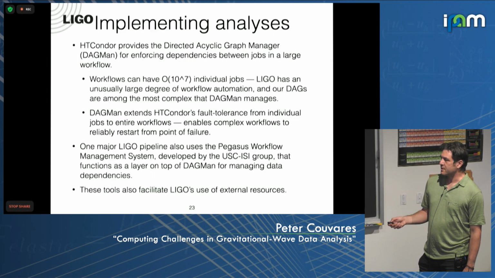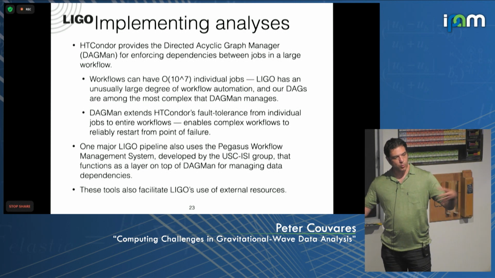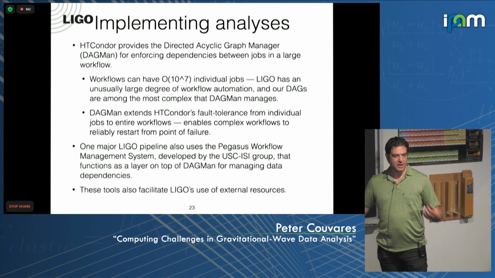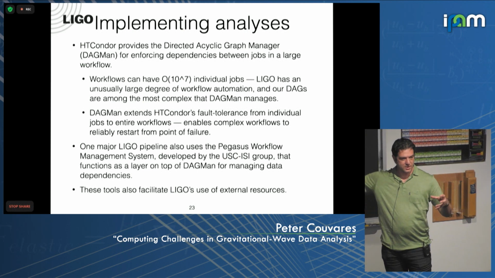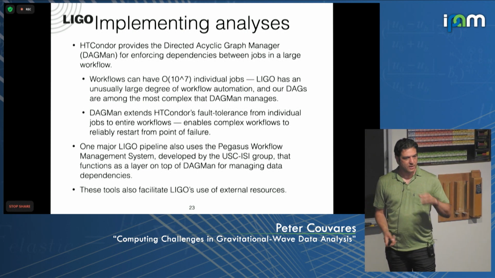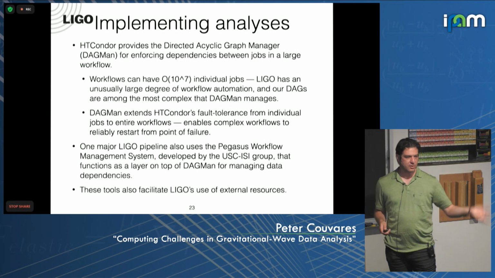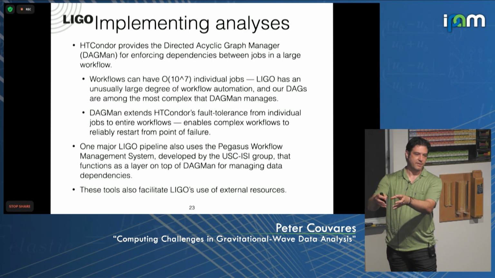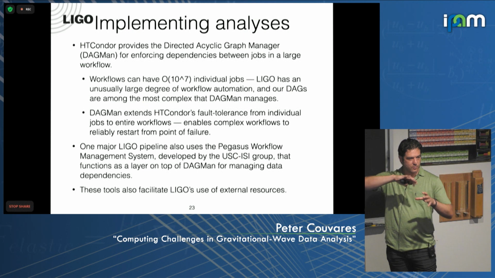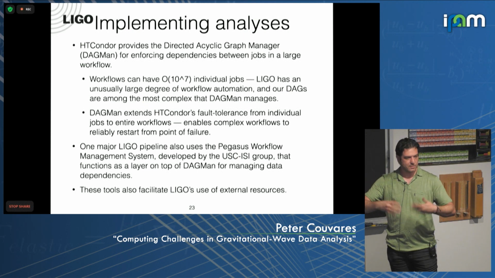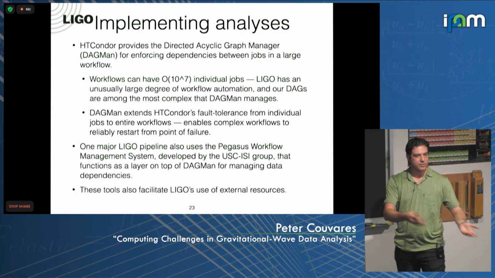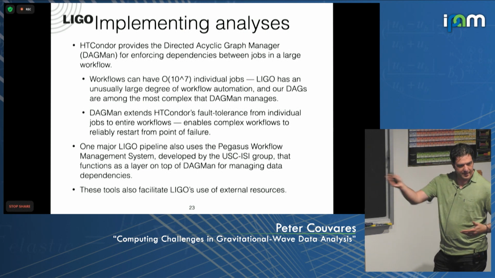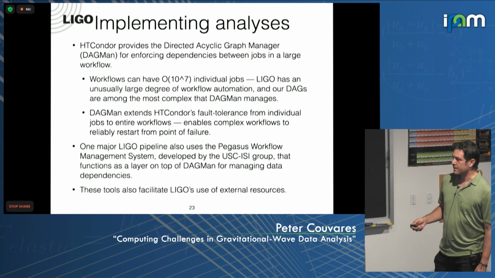HTCondor also provides something called the Directed Acyclic Graph Manager, DAGMan, which does for workflows, for collections of interdependent jobs, what Condor does for individual jobs. In other words, if you've got a chain of 14 different things that have to happen in a specific order, and something fails in the middle, you don't want to have to start it over again. And DAGMan ensures that if there's a failure in the middle, it can restart the entire workflow in such a way that when you come back in the morning, it's done, and you don't have to deal with the fact that it failed halfway and the data didn't make it back to the home base, et cetera.